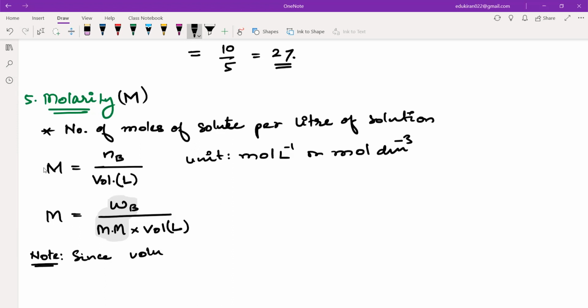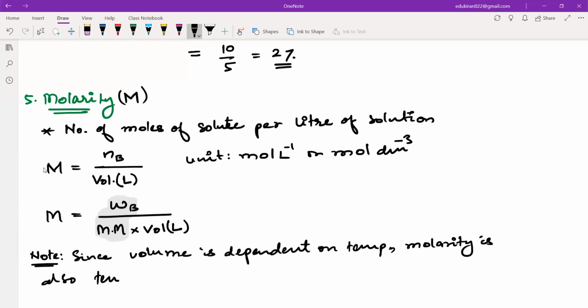Since volume is dependent on temperature, molarity is also temperature dependent. Means that if you change the temperature, there will be a bit change in the molarity also. Okay, please write this down. Let me know when you are done.